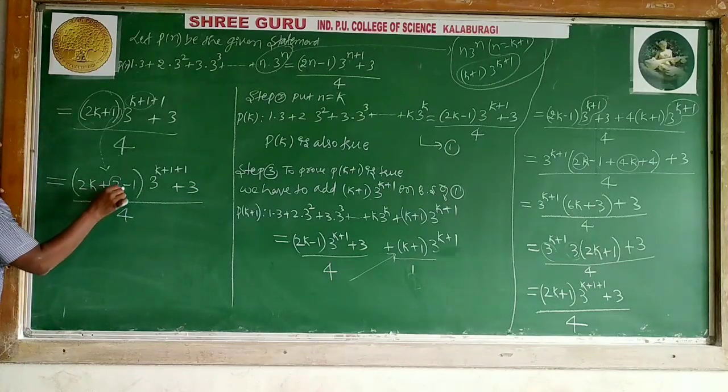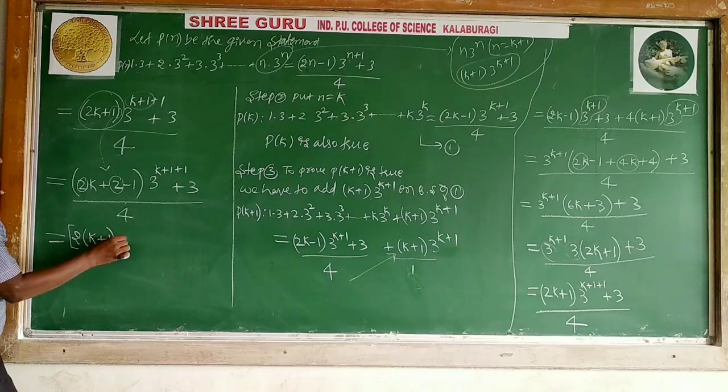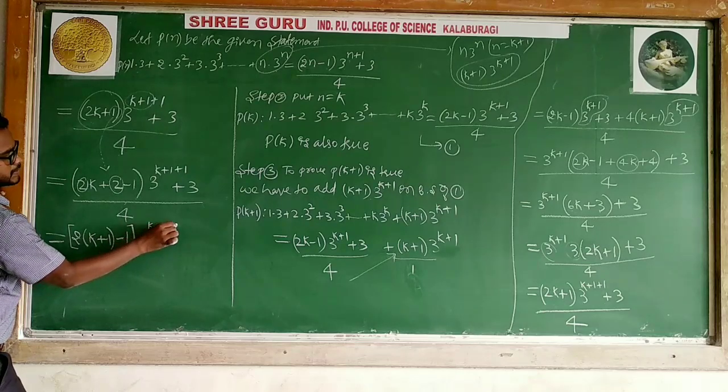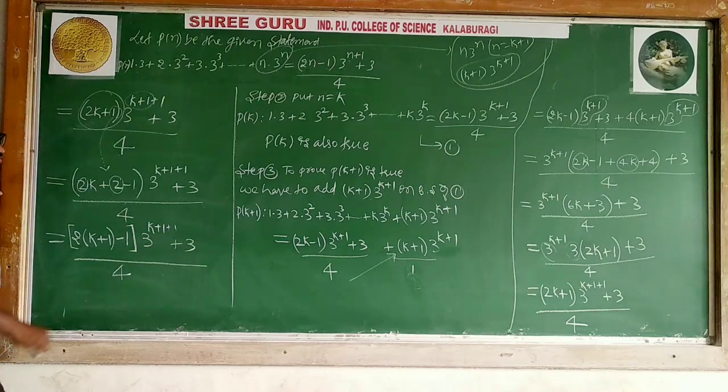Can I say 2 common here? What remains? 2 common in these two. What remains? K plus 1 minus 1 over 3 to the power k plus 1 plus 1 plus 3 whole divided by 4. What happens?